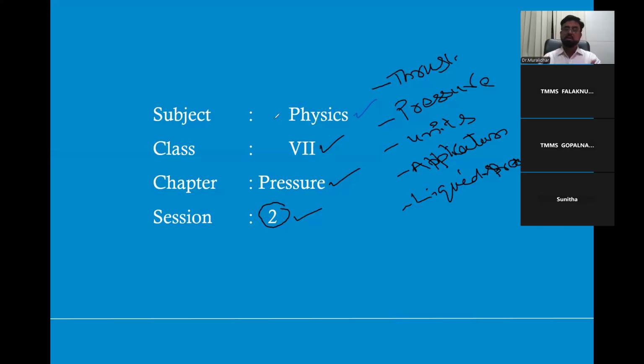Thrust is nothing but the force acting perpendicularly on a body. For example, when you place a book on a table, the force acts in the downward direction perpendicularly, at an angle of 90 degrees. Such a force is called thrust. And that force acting on a unit area is called pressure. Pressure is nothing but force exerted on a body in an area. So area and force directly impact the pressure.